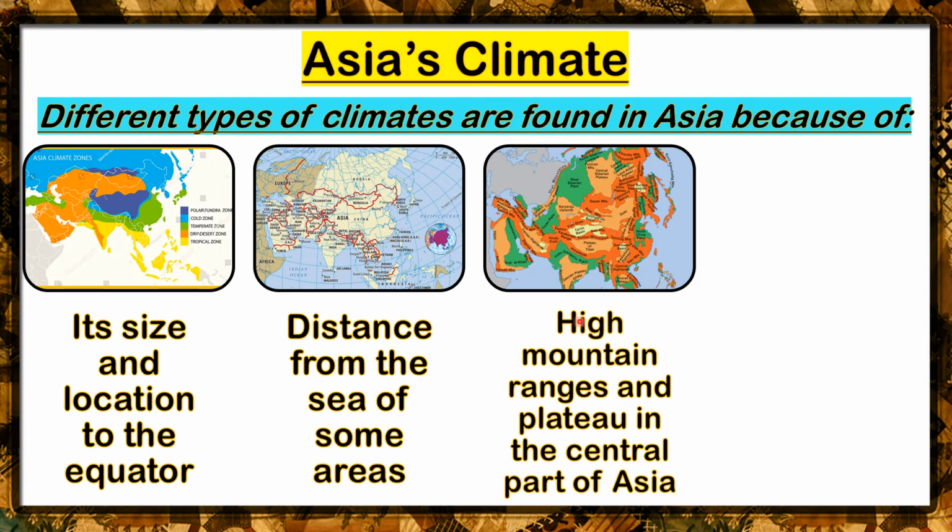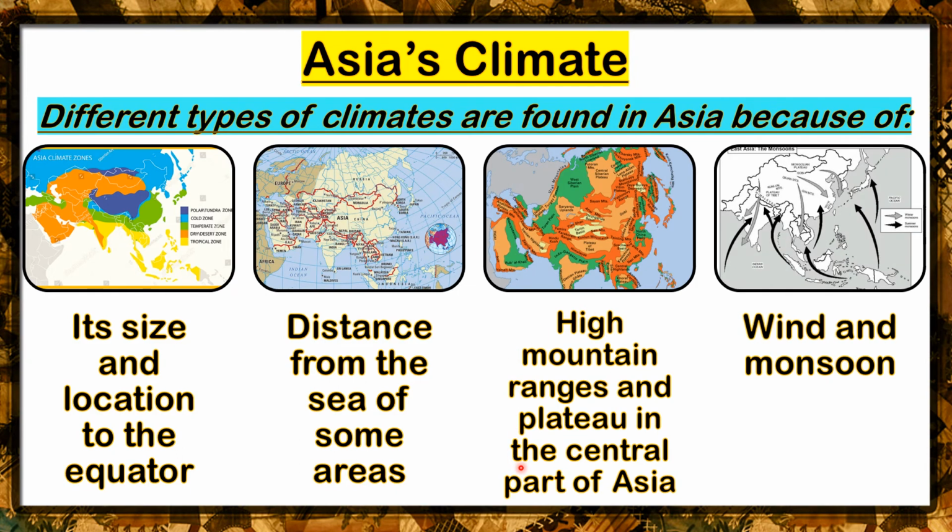We also have high mountain ranges and plateau in the central part of Asia, and wind and monsoon. So tropical regions also experience wind and monsoon, or the heavy rain with very strong wind. So all these climates are factors that contribute to the vegetation growth of the Asian continent.